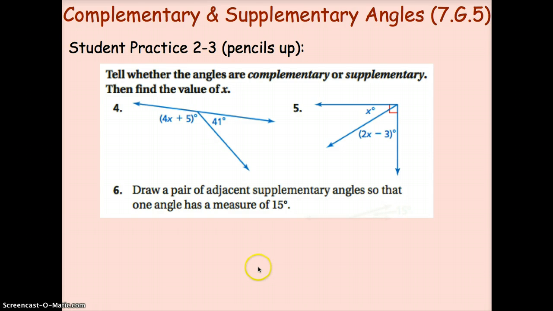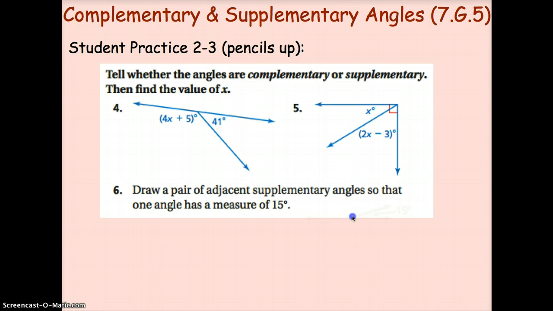Okay, number 4. These are supplementary angles, and when you add them together, they are going to equal 180. Use your inverse operations and you'll find that x equals 33 and 5/10, or 33 and 1/2. Number 5, we can see clearly they are complementary angles, so we know the two angles will add up to equal 90 degrees. Then doing our inverse operations to solve for x, we'll find that x is 31 degrees.